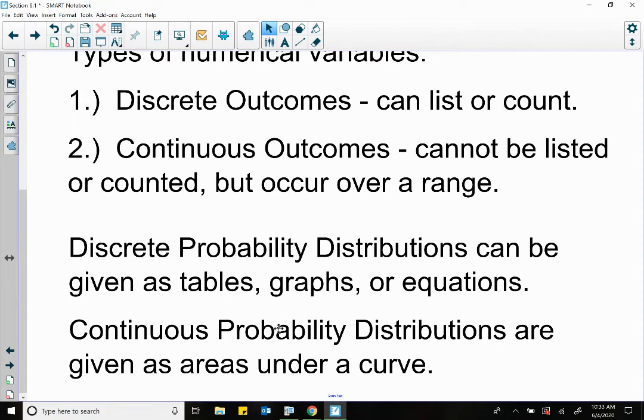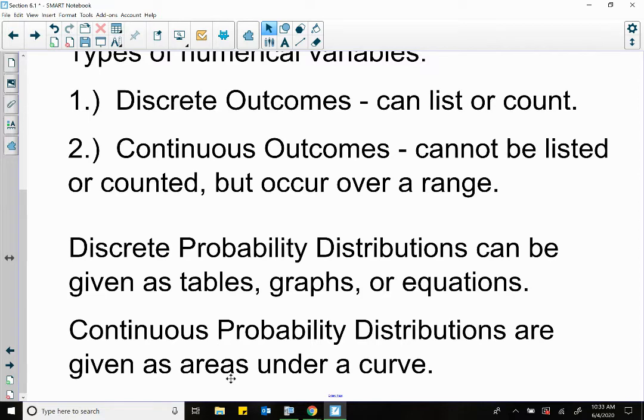Continuous probability distributions are given as an area under a curve. And if any of you decide to ever take calculus, you talk a lot about an area under a curve. So continuous probability distributions relate a lot to calculus. Now, we are not going to be doing any calculus. Do not fret, even though I said the word calculus. We have technology to help us out.